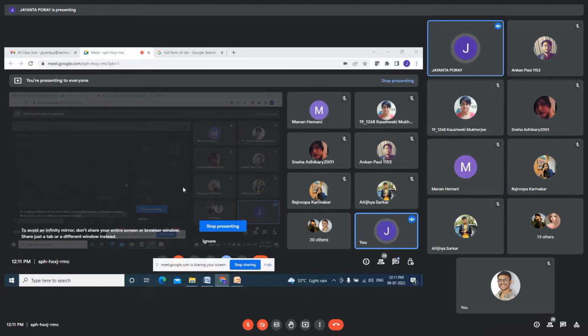In stop and wait ARQ protocol, what is happening? The sender is sending the data packets to the receiver, and the receiver is giving the response accordingly. Like one frame is sent from the sender to the receiver, then after receiving the frame, the receiver is sending the acknowledgement frame to the sender. So that is the stop and wait ARQ protocol.